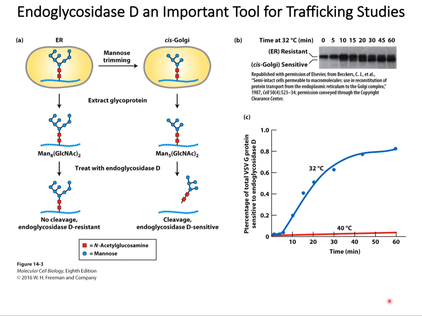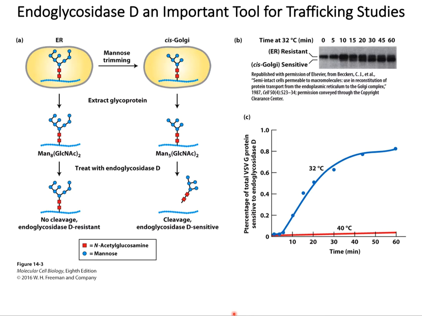So let's first talk about the protocol of the experimental process, how it is really done in real life. In this experiment, a viral membrane glycoprotein is being studied, which is folded and glycosylated the same way as any other secretory protein will be. It is a membrane glycoprotein of the vesicular stomatitis virus, an animal virus, or VSVG in short.